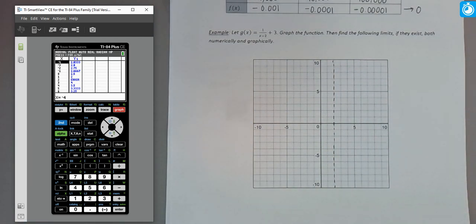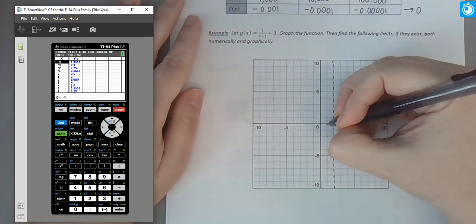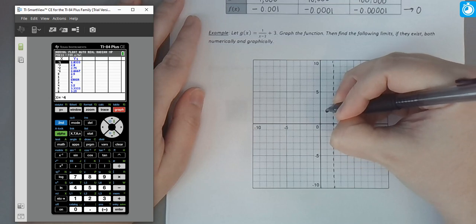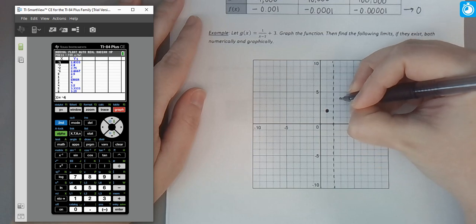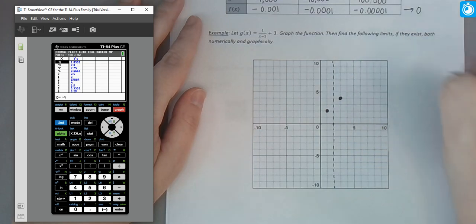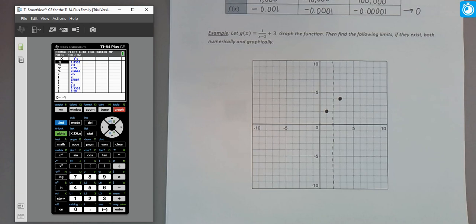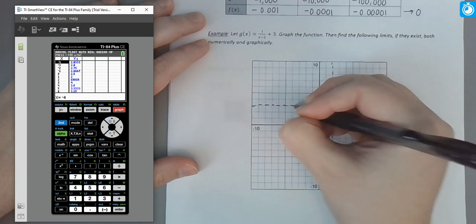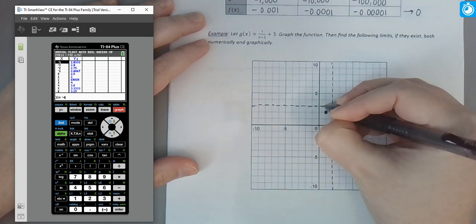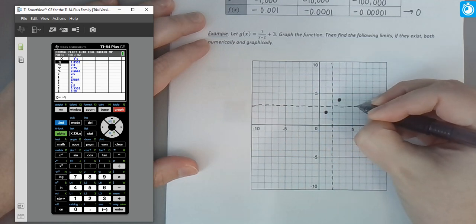Okay, let's plot some points from there. So when x is 1, we have a value of 2. On the other side of the asymptote, when x is 3, we have a value of 4. And then again, based on just adding 3 to the previous function expression, that just shifts everything up 3 units. So if we had a horizontal asymptote at y equals 0, if we shift that up 3 units, we now have a horizontal asymptote at y equals 3. So that will be our new asymptote.